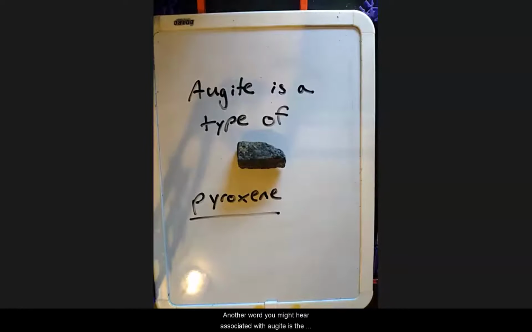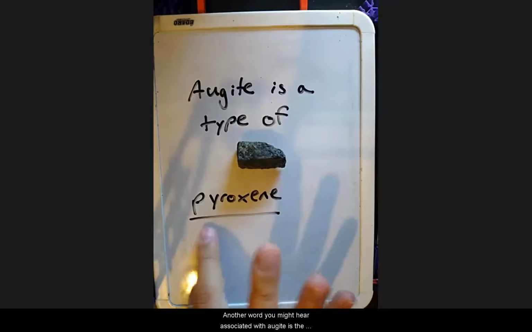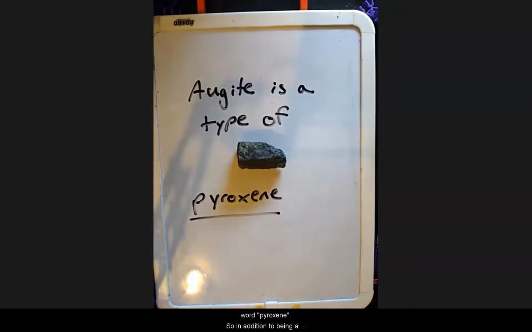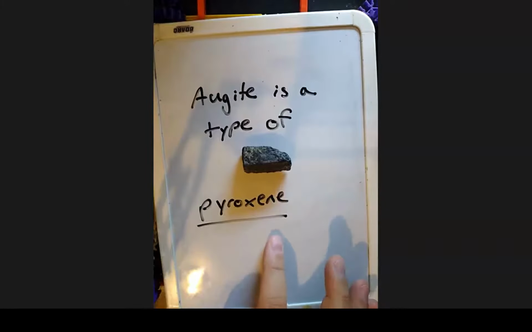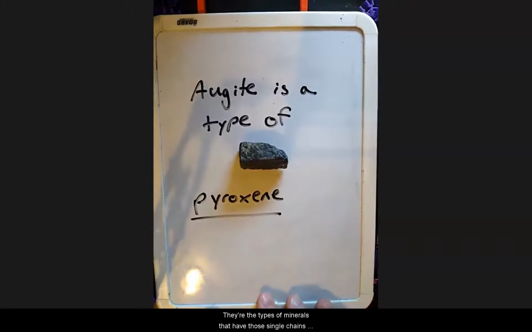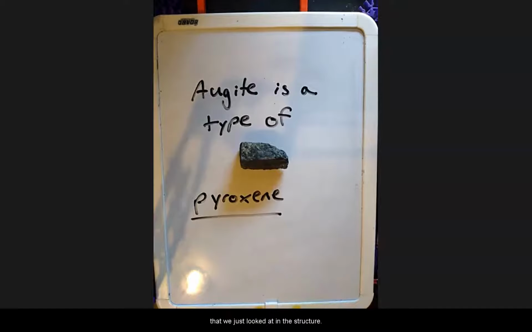Another word you might hear associated with Augite is the word pyroxene. So in addition to being a silicate, we can further subdivide that class of minerals into a bunch more. One of those classes is pyroxenes. They're the types of minerals that have those single chains that we just looked at in the structure. So Augite, because it has a single chain structure, is a type of pyroxene. You might see both words.